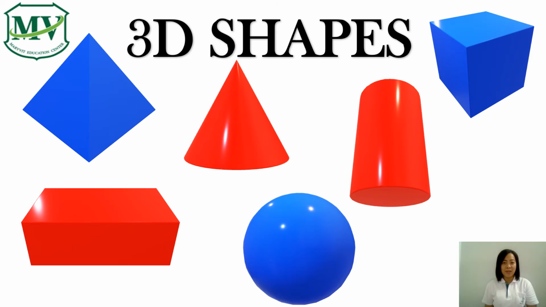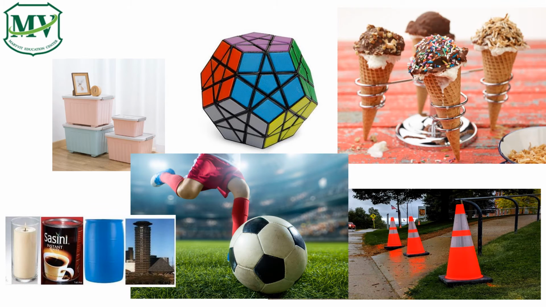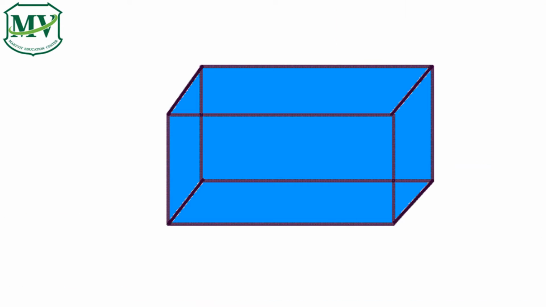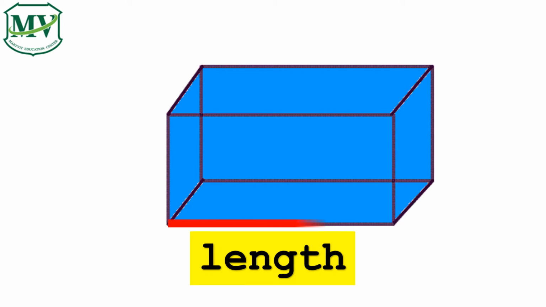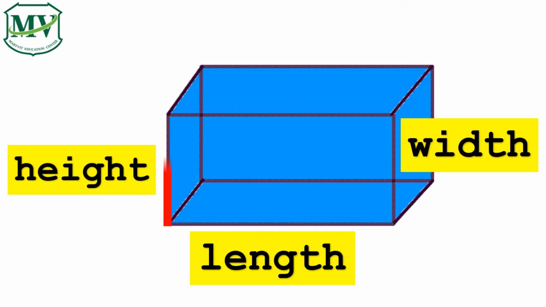Today we're going to talk about 3D or three-dimensional shapes. These figures are solid and you could hold them in your hand. 3D shapes are everywhere and we have to learn about them. So let's start. They are called 3D because they have three dimensions. They have length, width, and height.